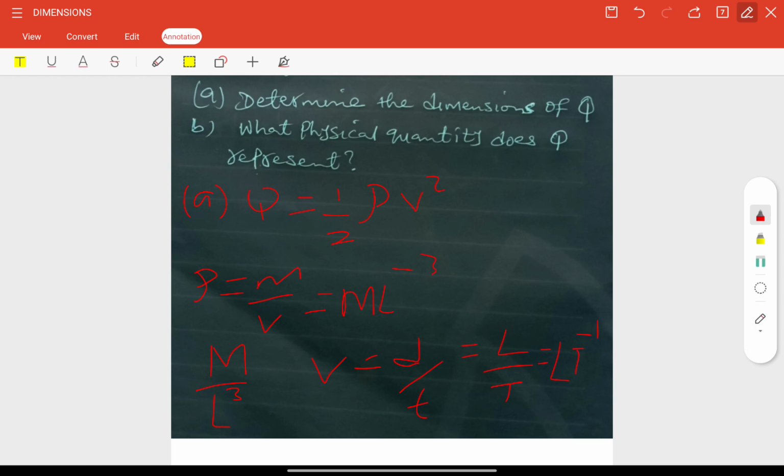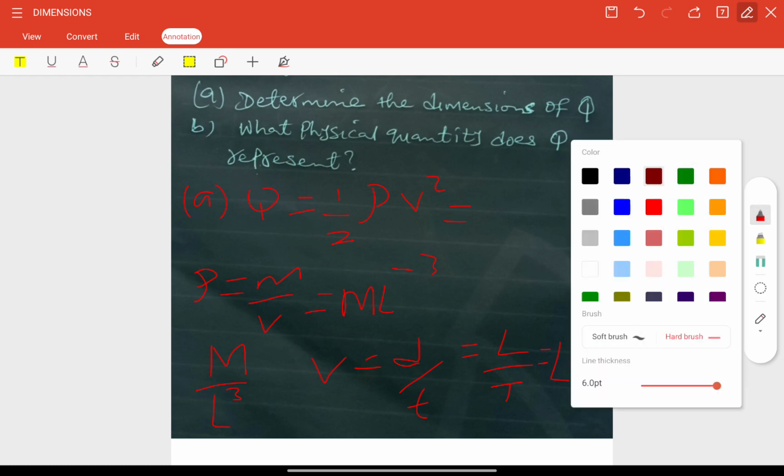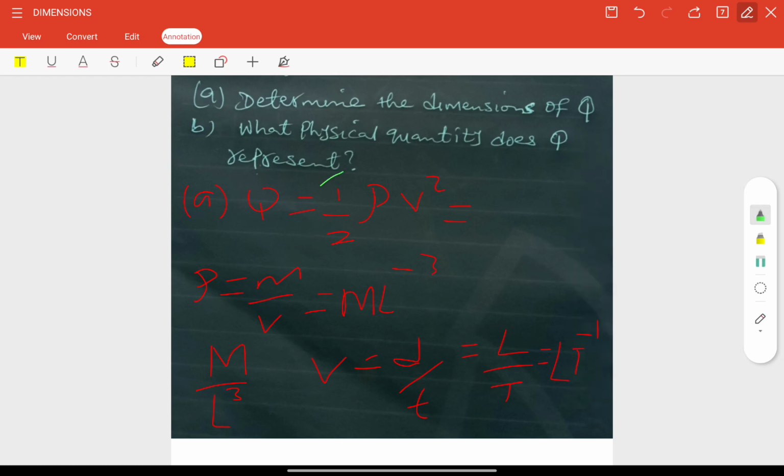So what we'll now do is substitute that here. But remember, when you do dimensional analysis, we don't work with a constant. 1 over 2 is a constant, so we're going to assume that it does not exist, so we ignore it.